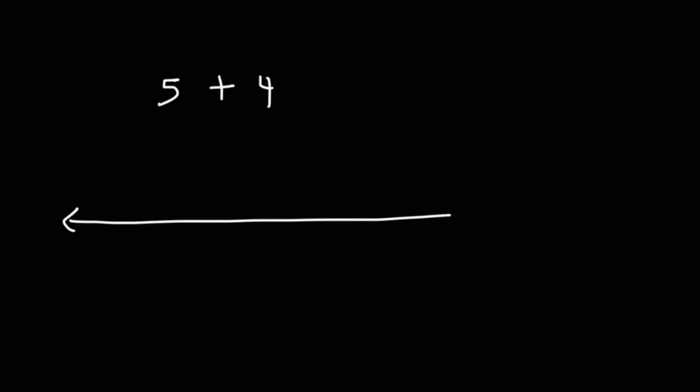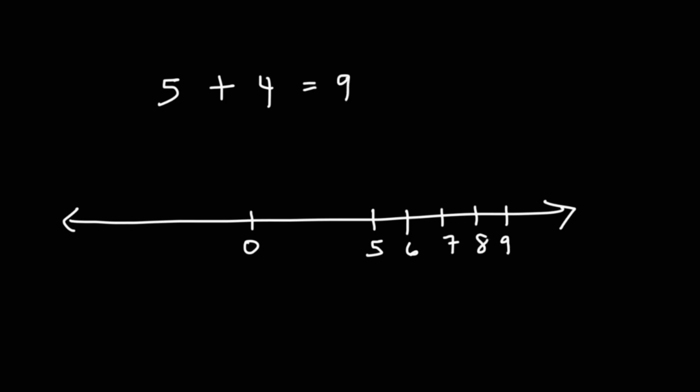Let's say we wish to add 5 and 4. So let's start with the first number, 5. 5 is somewhere to the right of 0. And then add 4 to 5. 1, 2, 3, 4. So this is 6, 7, 8, 9. 5 plus 4 is 9.